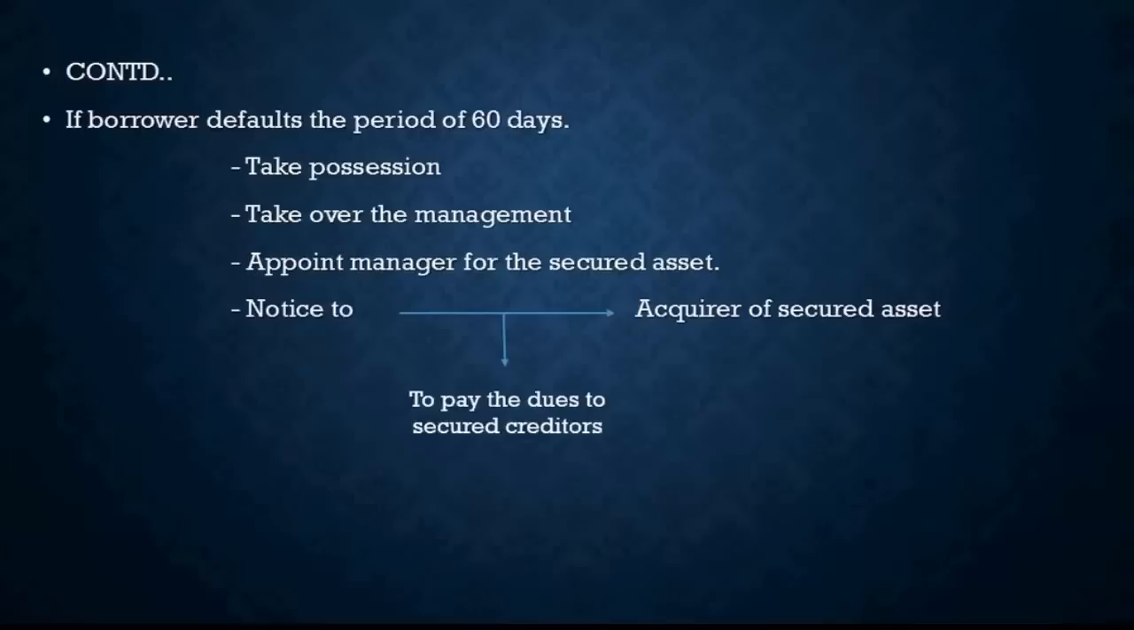So net, these are the various measures: taking over the possession of the asset and selling or leasing it off, taking over the management and then selling and leasing the asset off, or taking over the asset and appointing a manager to take care of the asset, or if it has been given already to somebody else, then asking him to please pay the money directly to the secured creditor instead of the borrower.